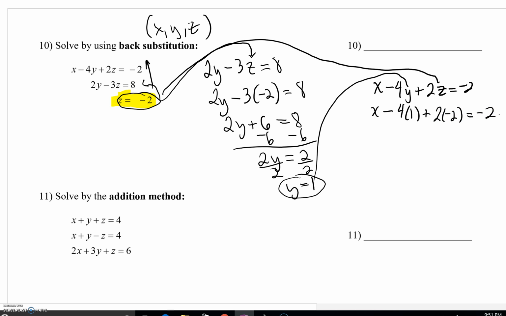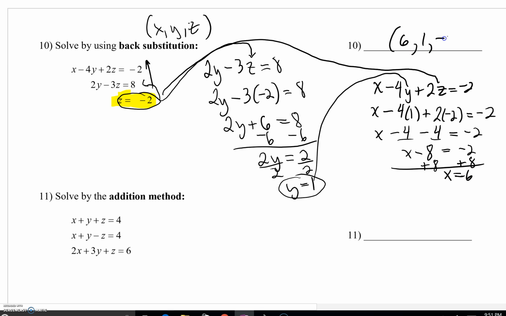And now, once you plug your y and z value in, you're virtually done. You just have to solve for x. -4 times y is -4. 2 times -2 is also going to be a -4. And combine like terms, -4 and -4 become -8. So you'd have x minus 8 equals -2. When you add an 8, you'll get x is equal to 6. But like I said earlier, you really need to write this as an ordered triple with an x, y, z, and then we're done.